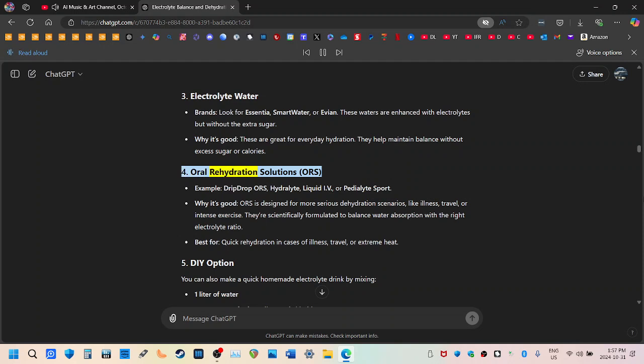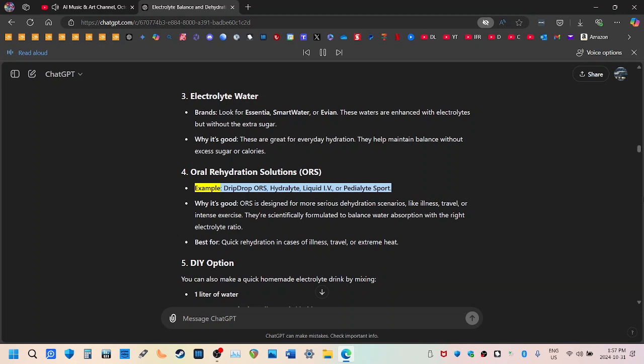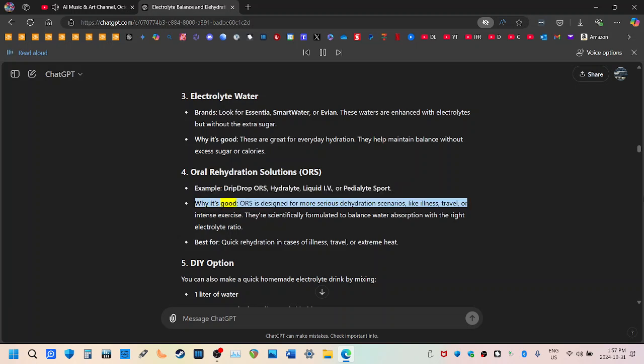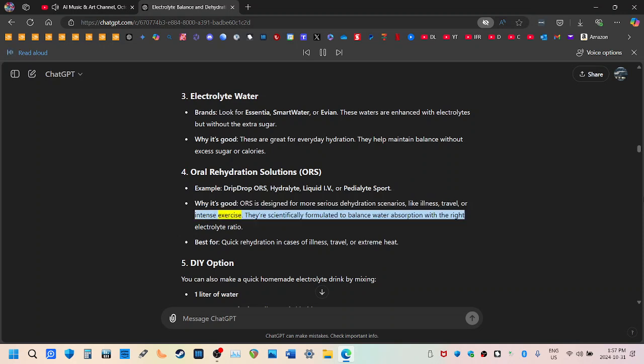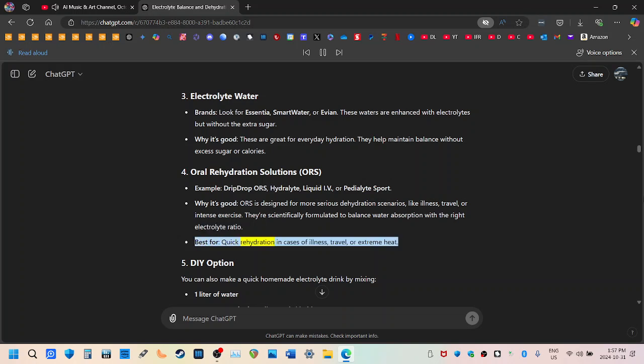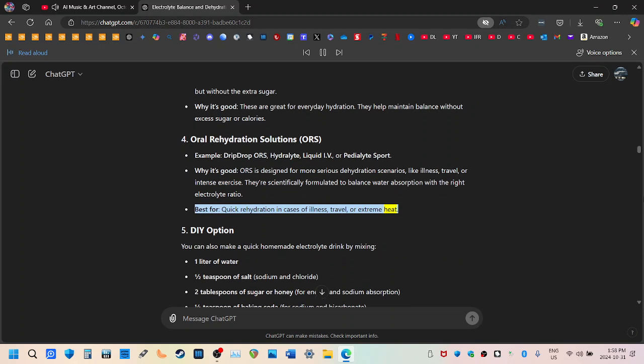4. Oral Rehydration Solutions, ORS. Examples: Drip Drop ORS, Hydrolyte, Liquid IV, or Pedialyte Sport. Why it's good: ORS is designed for more serious dehydration scenarios, like illness, travel, or intense exercise. They are scientifically formulated to balance water absorption with the right electrolyte ratio. Best for quick rehydration in cases of illness, travel, or extreme heat.